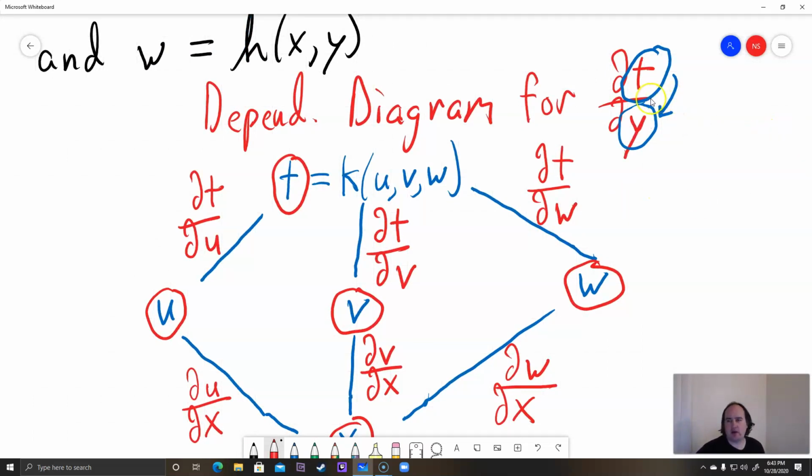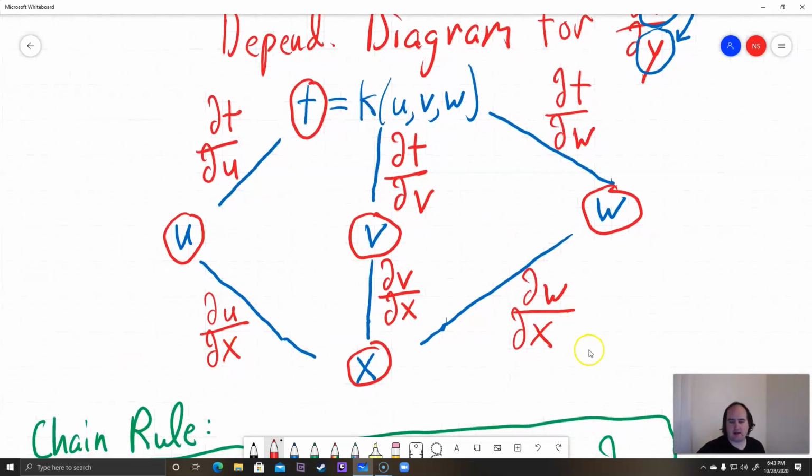So if we want to find partial t, partial y, like I said, just replace all the x's with y's. So here we've got partial u, partial y, partial v, partial y, and partial w, partial y. And our final variable that we end on is going to be y.